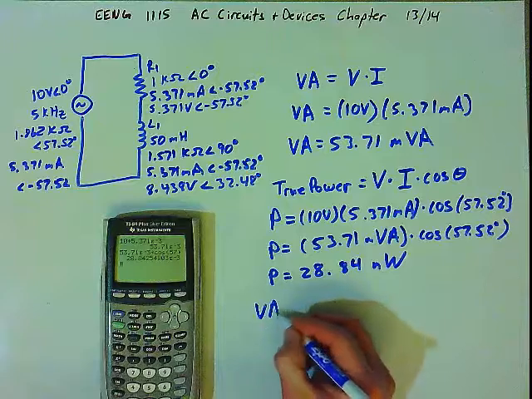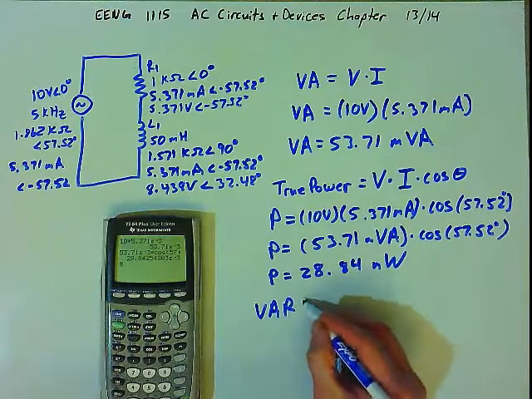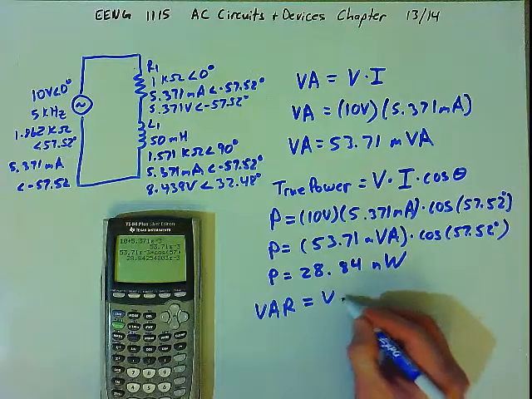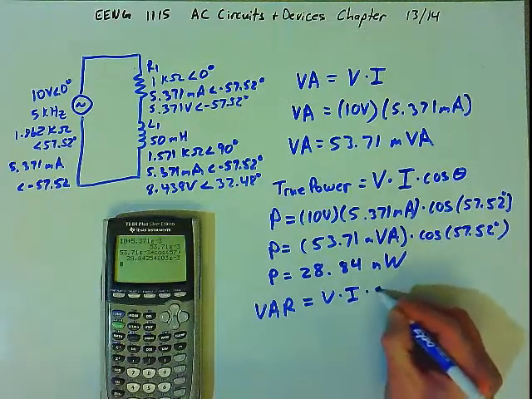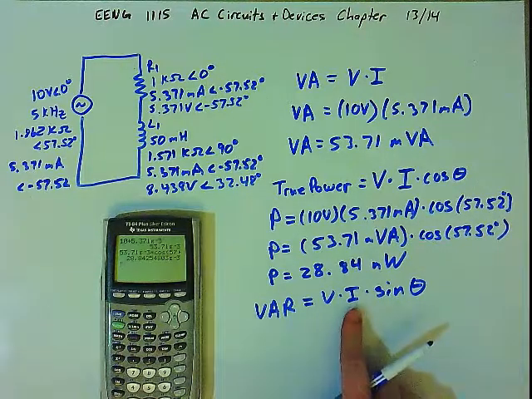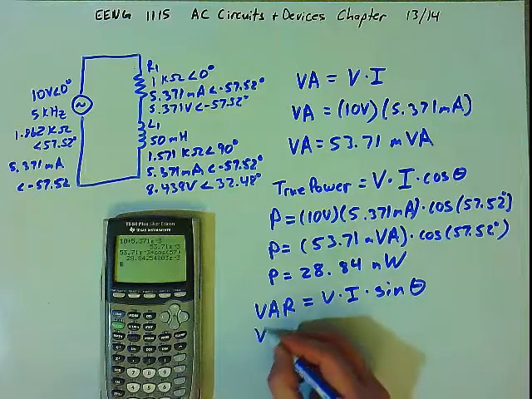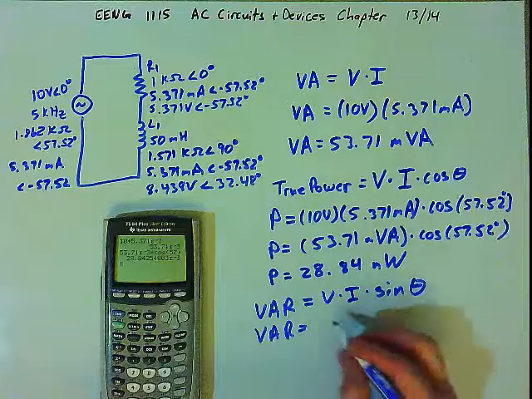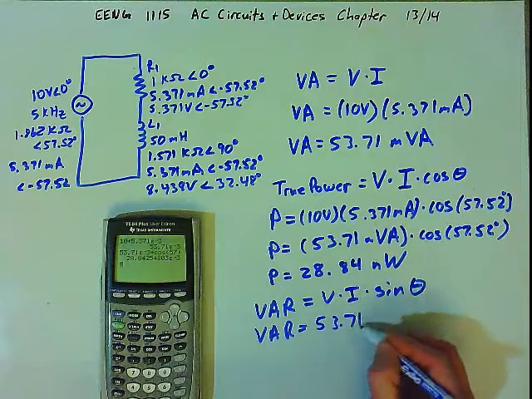Now we can also find the VARs, volt amps reactive. This is going to be the voltage times the current times the sine of the angle. So here we're looking at the y component of the current vector. So VAR will be, well, voltage times current, no different than what we did before, 53.71 millivolt amps.